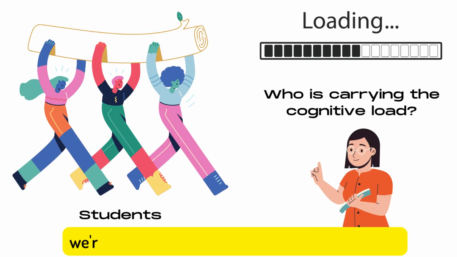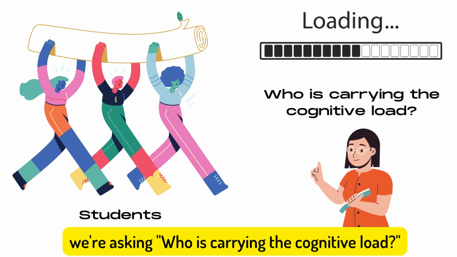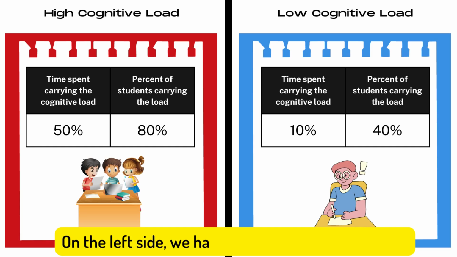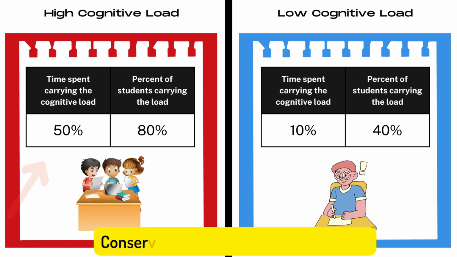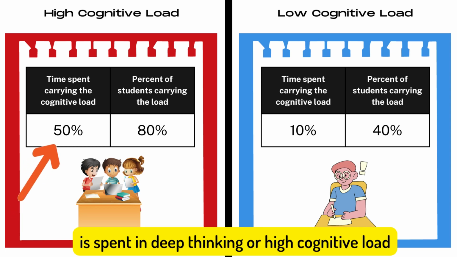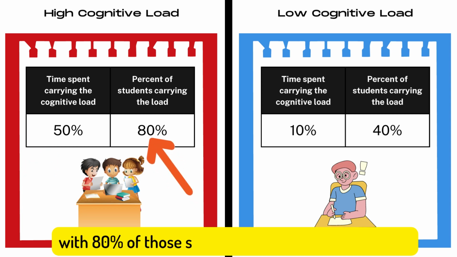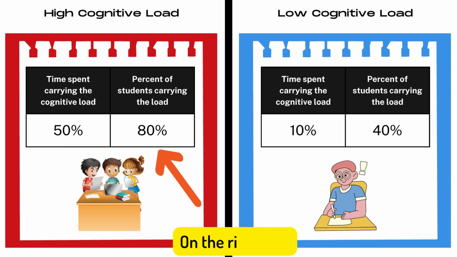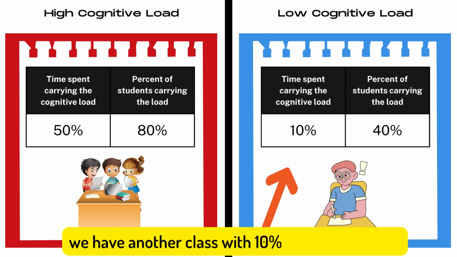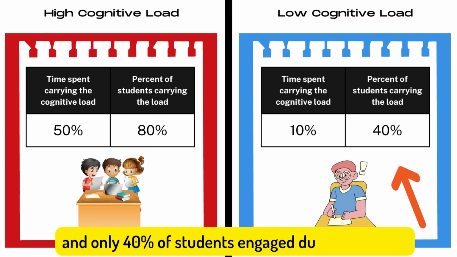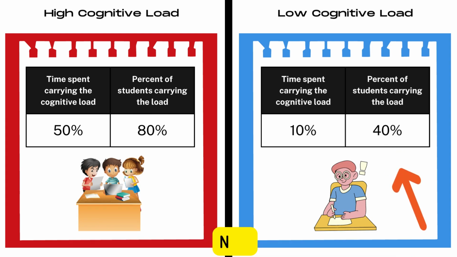In each of these scenarios, we're asking who is carrying the cognitive load, the students or the teacher. On the left side, we have an example of a classroom with high cognitive load. Conservatively, let's say 50% of the time is spent in deep thinking or high cognitive load, with 80% of those students engaged in that thinking during that time. On the right side, we have another class, 50% of the time spent carrying a cognitive load, and only 40% of those students engaged during that time.